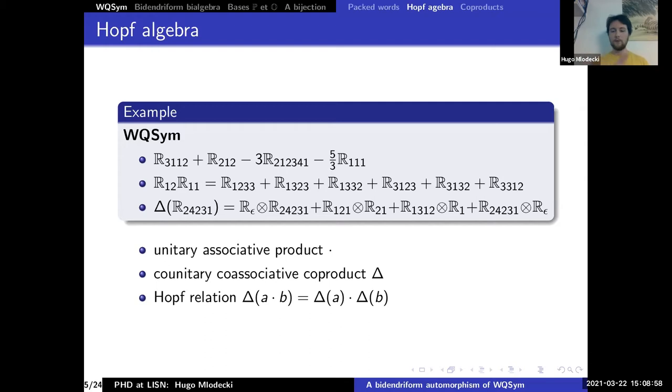Now we have some other words in the title, which are a bidendriform automorphism. An important notion here is the notion of duality, because we want an automorphism, so we want something about the dual of the algebra. We will call it WQSym dual, with a little star. Here I just show you some examples of one basis. R is one basis of the algebra WQSym. And after that, we will see a basis of the dual of WQSym.